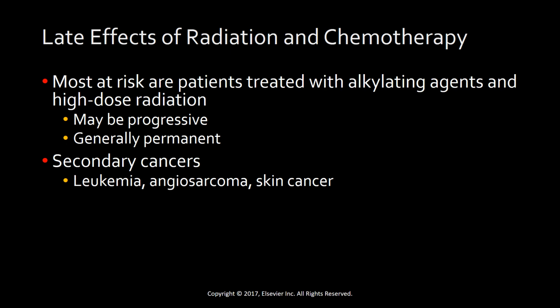The cancer survivor may be at risk for secondary cancers, including leukemia, angiosarcoma, and skin cancer. Patients treated with alkylating agents and those treated with high-dose radiation do have an increased risk. The potential risk for developing a secondary cancer does not contraindicate the use of the cancer treatment.